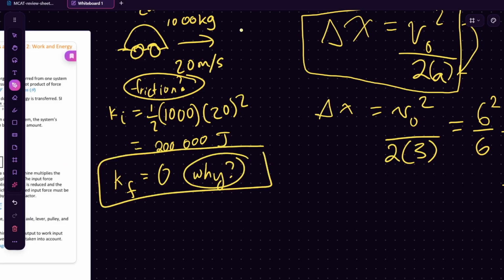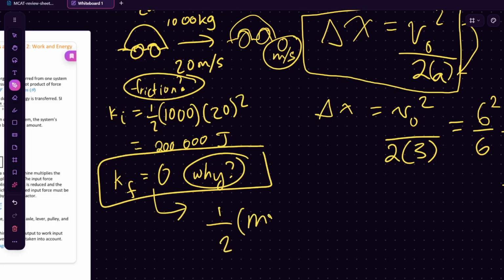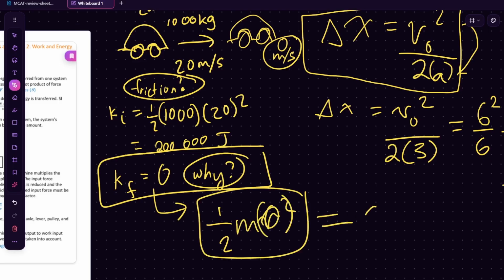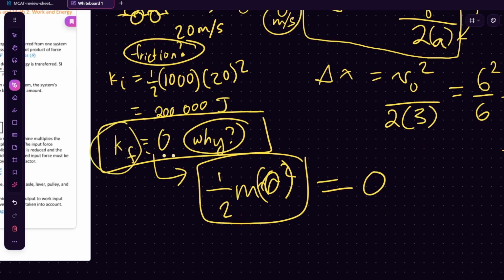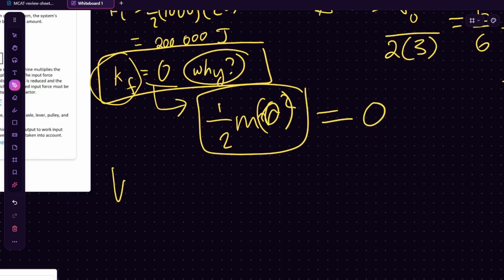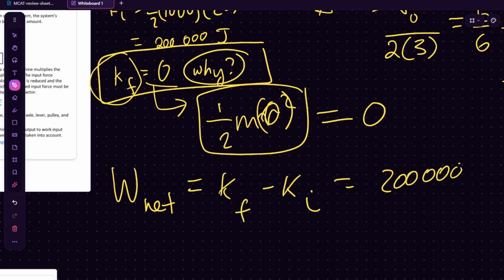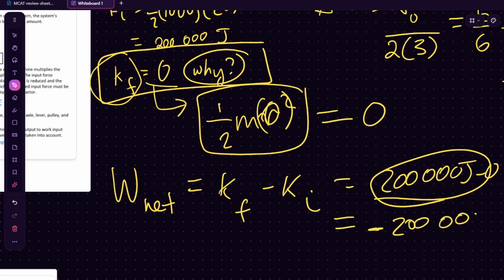So whenever you're moving, and then you stop moving, at rest, what are you at? 0 meters per second. You're not even moving. So if the formula for kinetic energy is half m v squared and v is equal to 0, anything multiplied by 0 will just equal 0. So kinetic energy final is just equal to 0. So then you do W net, which is your work energy theorem, Kf minus Ki, which is 0 minus 200,000 joules. So how much work did friction have to do to stop this car? It would have to do negative 200,000 joules to stop the car.